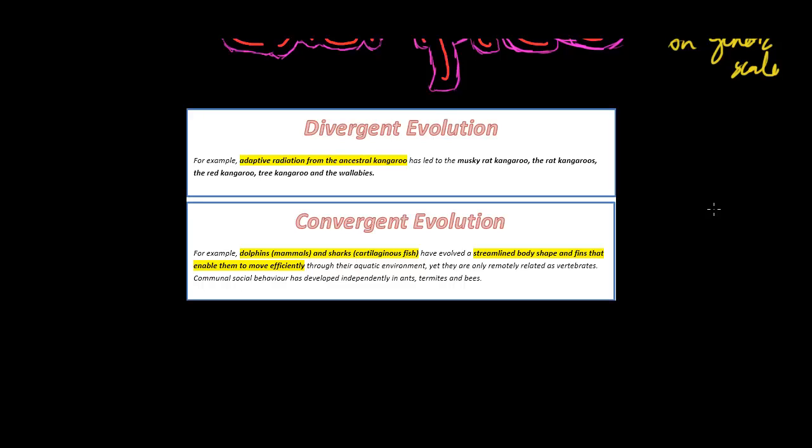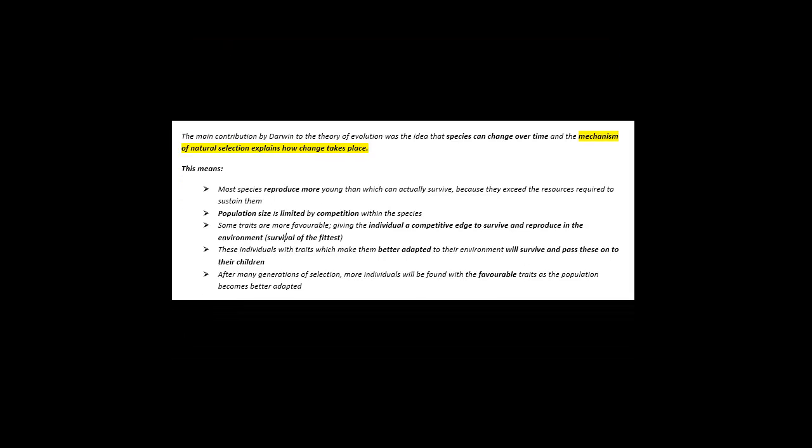Let me move on to the points that I was talking about on Charles Darwin earlier. Okay, so I'm just going to read this and hopefully you understand. If not, then you can just leave a comment below with a question and I'll answer it later. The main contribution by Darwin to the theory of evolution was the idea that species can change over time, and the mechanism of natural selection explains how change takes place.